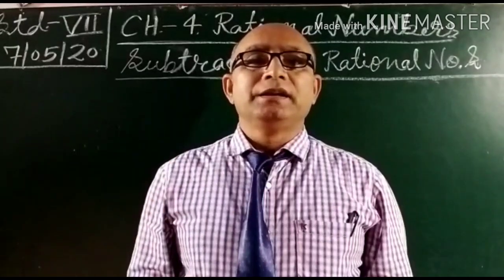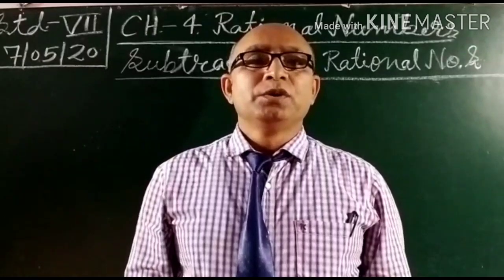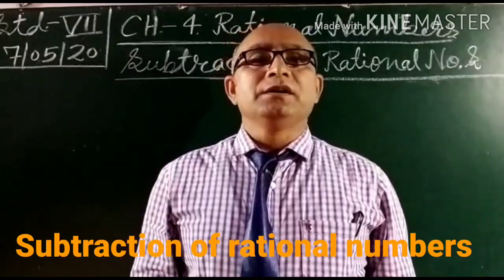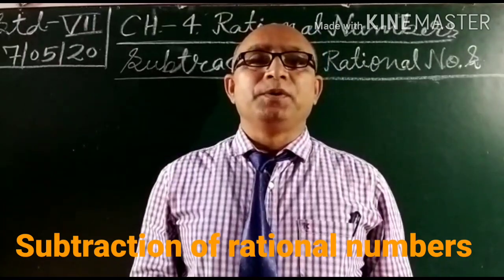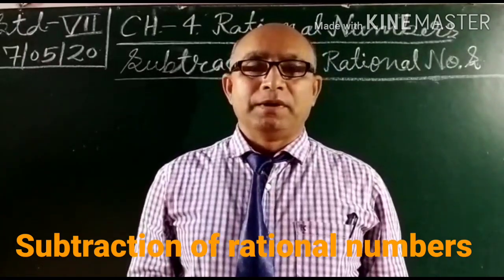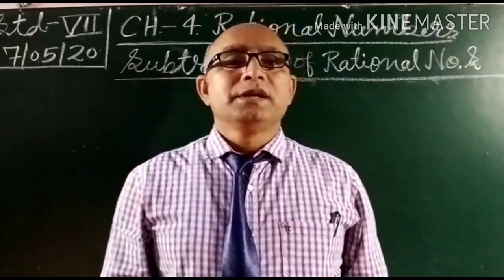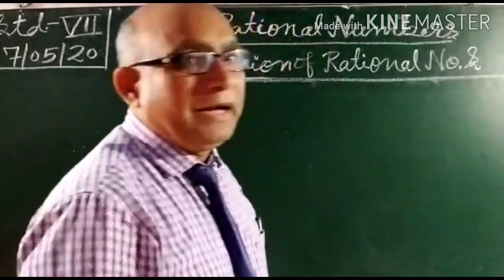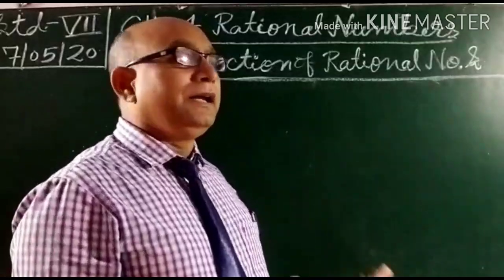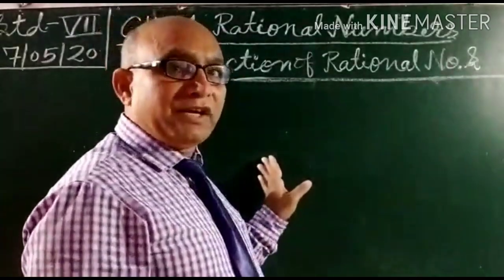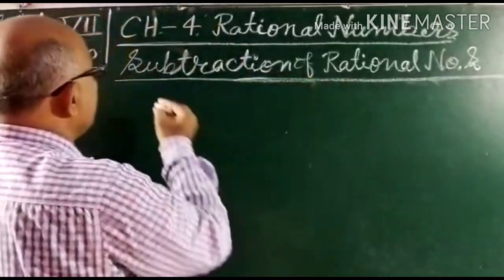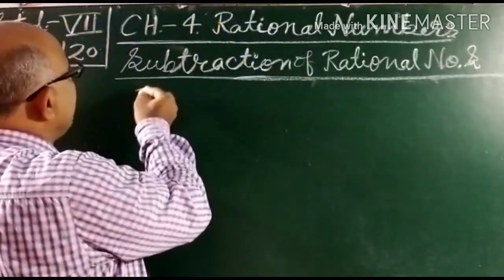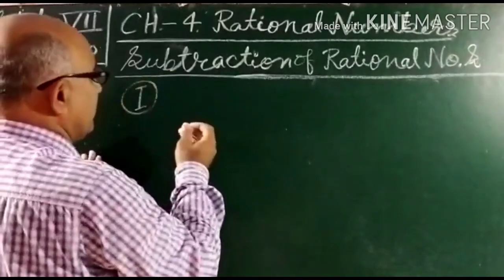Today, I shall discuss with you subtraction of rational numbers, chapter 4, rational numbers. My dear students, if a/b and c/b are two rational numbers, then there are two types of subtraction of rational numbers.